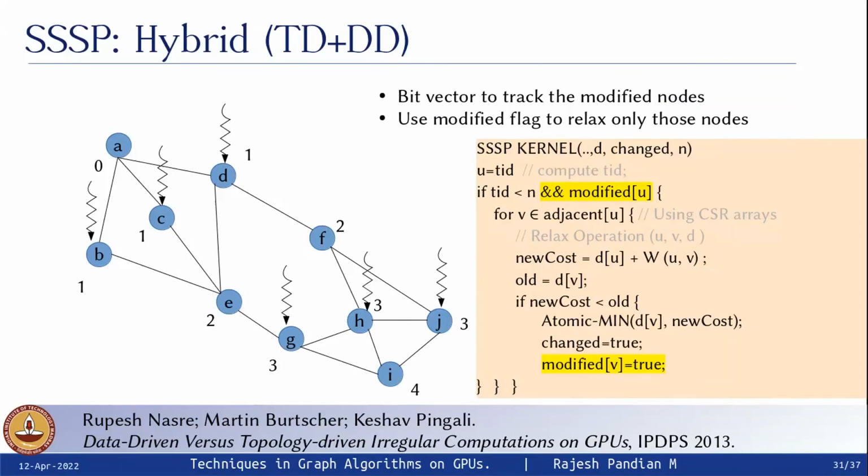Here we can actually combine both these techniques by using a simple bit mask array, which keeps track of only the modified nodes. Like we have highlighted the change in the code for this, whenever a vertex is modified, we just have to mark that particular vertex as true, and this bit vector will be used in the next iteration.